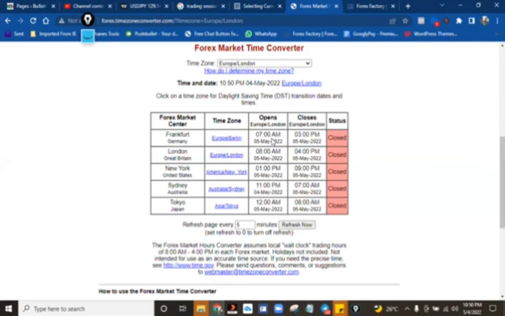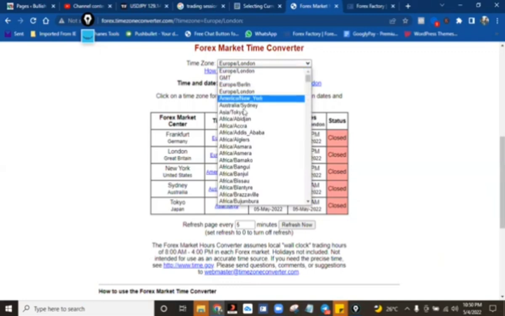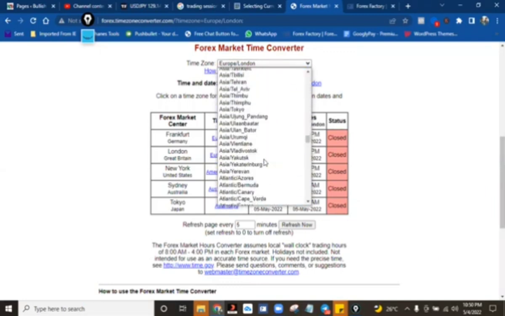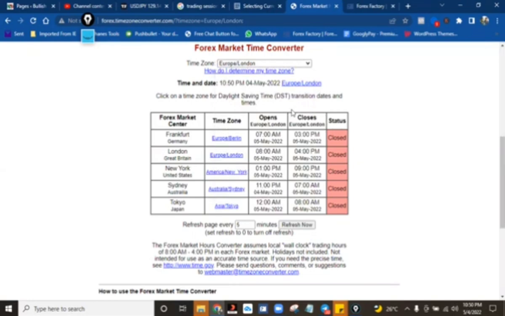So you want to check out the country you are currently in, and then look out for your time zone and set it up here, for you to be able to really know what is the right session time for your country. Okay, so currently here in Nigeria, you can see the time is 10:50 p.m., which is correct in Nigerian time. So it means I'm correct. So the London session officially opens 8 a.m. and closes 4 p.m.